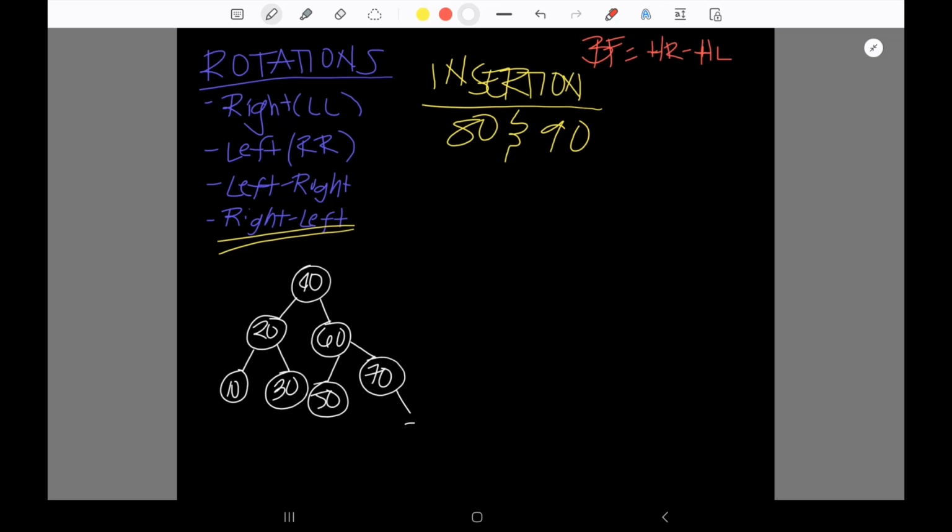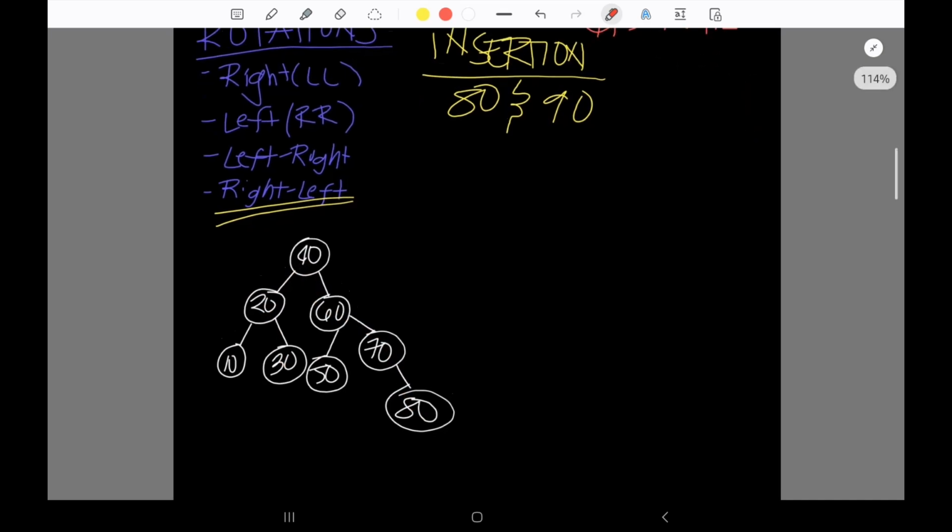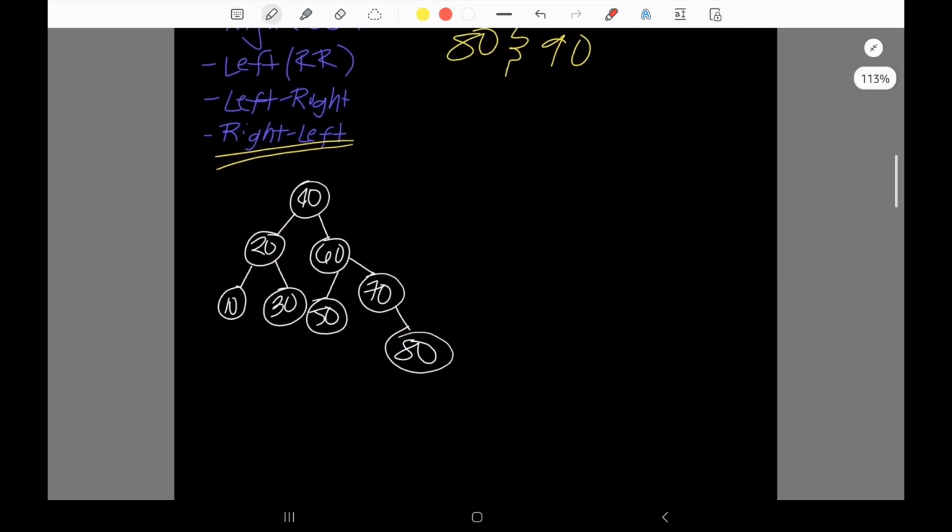So is the tree balanced? Let's check. 1, 2, 3. So 3 minus 1, 2. We have 1, so the tree is balanced. How about if we insert 90? Okay, 90 is inserted.